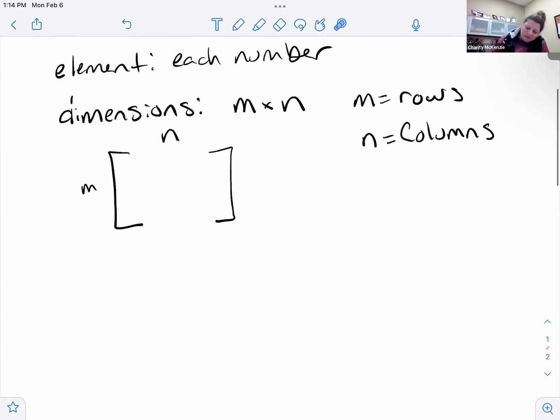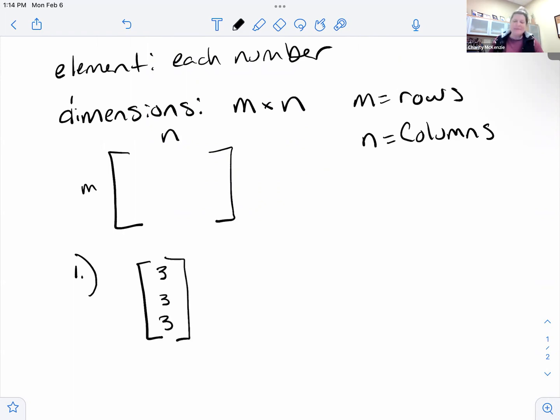All right, so let's do an example. What if I have, doesn't matter what the numbers are, this matrix right here. What are the dimensions? Okay, 3 by 1. So it's a 3 by 1 matrix.